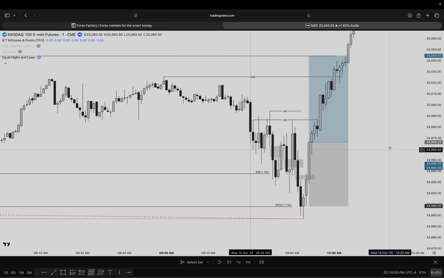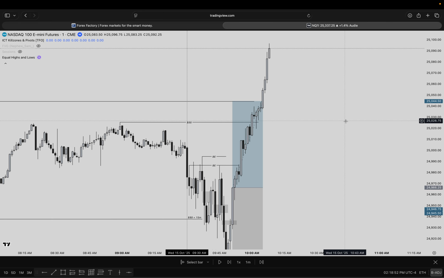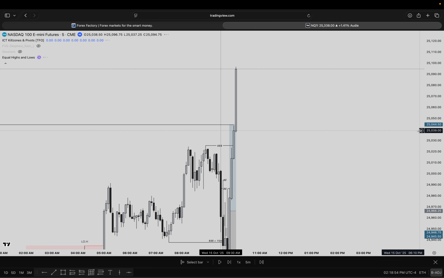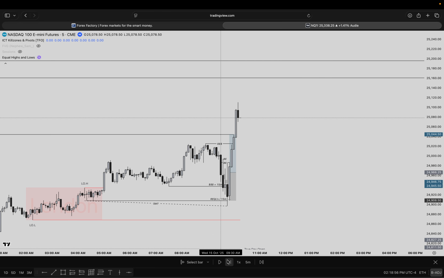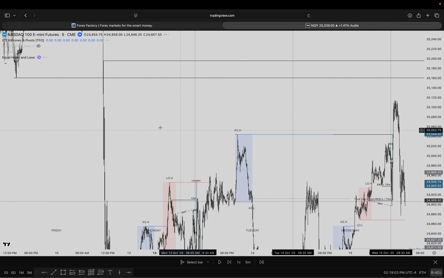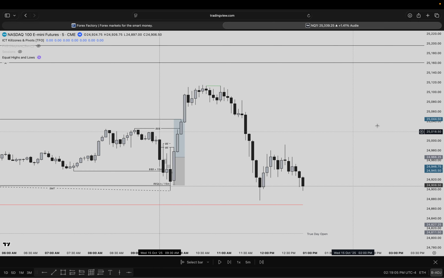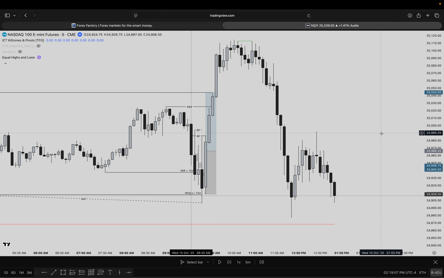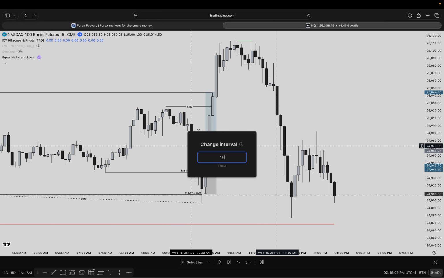Ended up hitting two. And then I think, let's check if we got a continuation model. I don't know if we did. I don't think so because we didn't have anything marked. Yeah, nothing marked, but yeah, perfect draw on liquidity right there as well. Dang, dude, that sucks. Unfortunately, did not capitalize on that day.